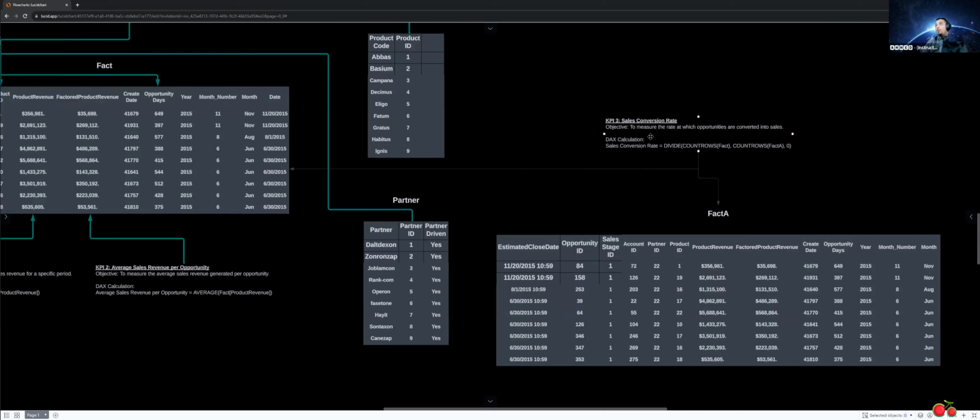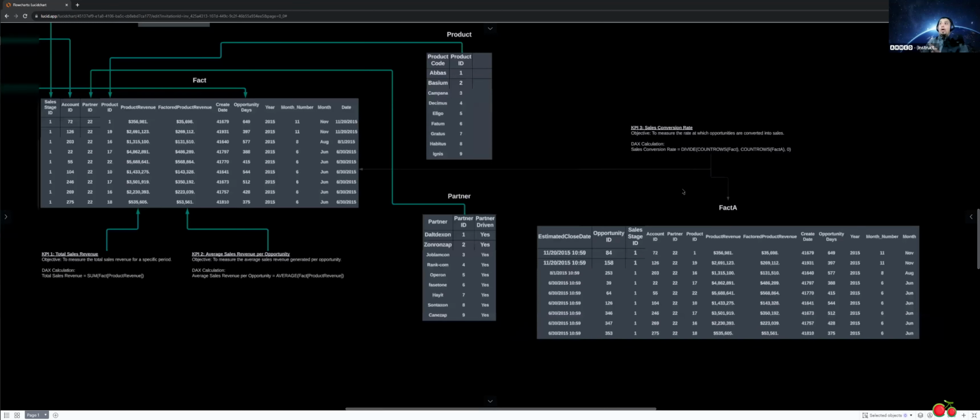And here I'm trying to measure the rate at which opportunities are converted into sales, right? So by looking at the data and connecting these fields together, I don't care if they are located in different tables, because in the model you're already going to connect or join your tables. But here, finding the objective, right? And then here, I'm getting the divide count rows from fact and the count rows from fact A. And you have to provide the third attribute.